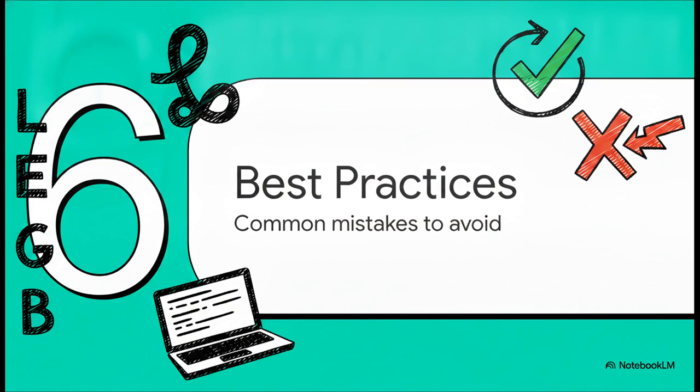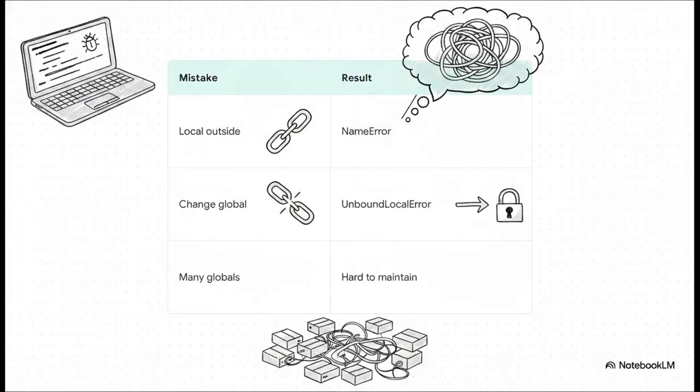Let's move into our final section and see how all of this builds into your real-world coding. Section 6, best practices and the common mistakes to avoid. Look, as you're typing away in PyDroid or VS Code, you're going to encounter bugs. It is perfectly normal. But here are the top traps to watch out for. If you use a local variable outside its function, you're going to get a NameError. If you try to change a global variable without that global keyword, you'll hit an UnboundLocalError. And if you just throw all your variables into the global space because you don't want to deal with scope at all, your code will quickly become a tangled, really hard to maintain mess.